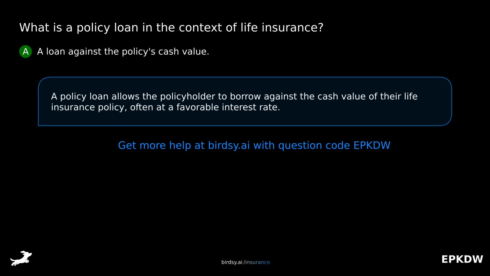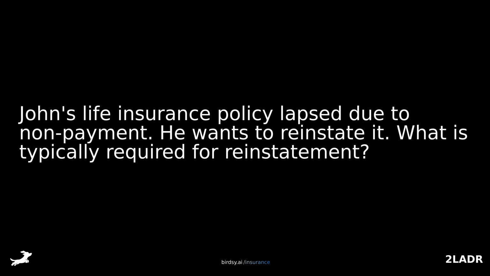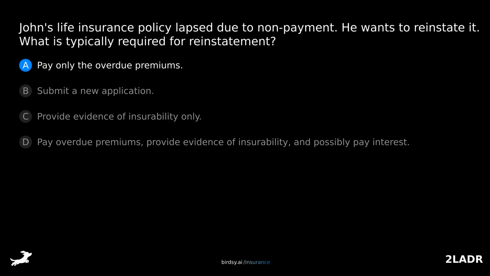A policy loan allows the policyholder to borrow against the cash value of their life insurance policy, often at a favorable interest rate. John's life insurance policy lapsed due to non-payment. He wants to reinstate it. What is typically required for reinstatement? Is it A, pay only the overdue premiums? B, submit a new application?